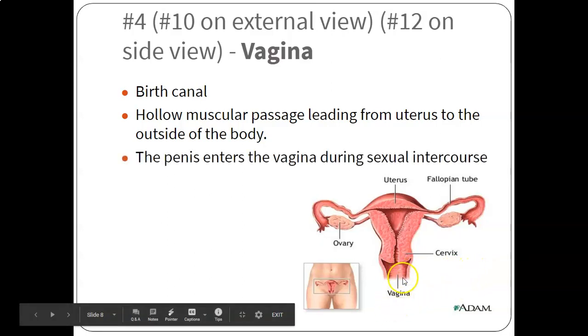The vagina is where the penis enters during sexual intercourse. Okay, so when a penis goes in the vagina, it inserts here, and that's how the sperm get to the egg. Remember, the egg's hanging out over here, and the sperm are ejaculated down here. So those sperm have to take quite a journey to get to their egg. Okay.